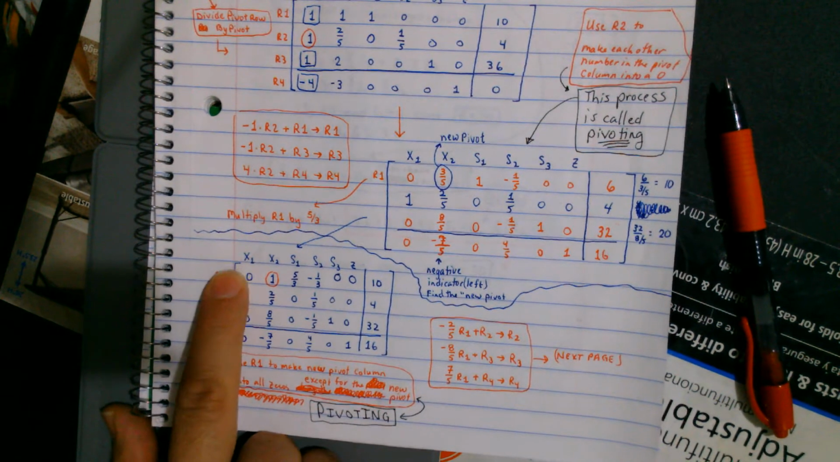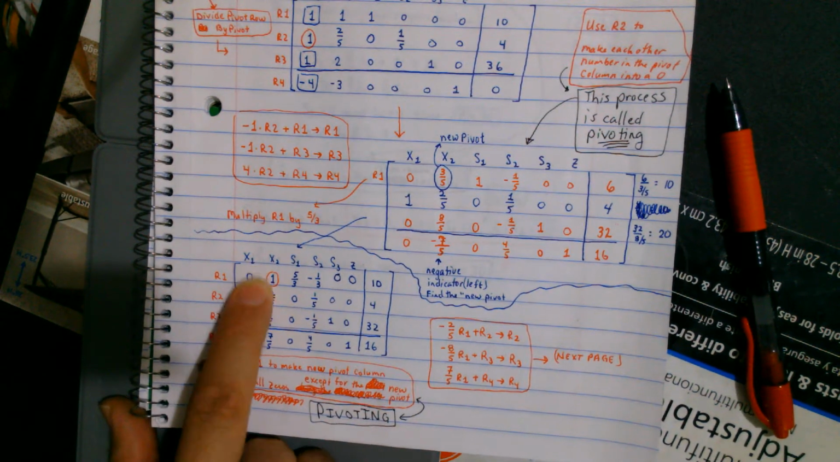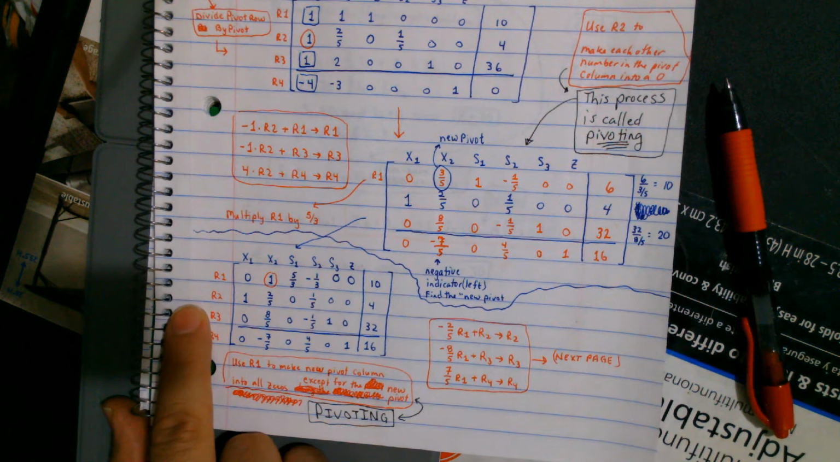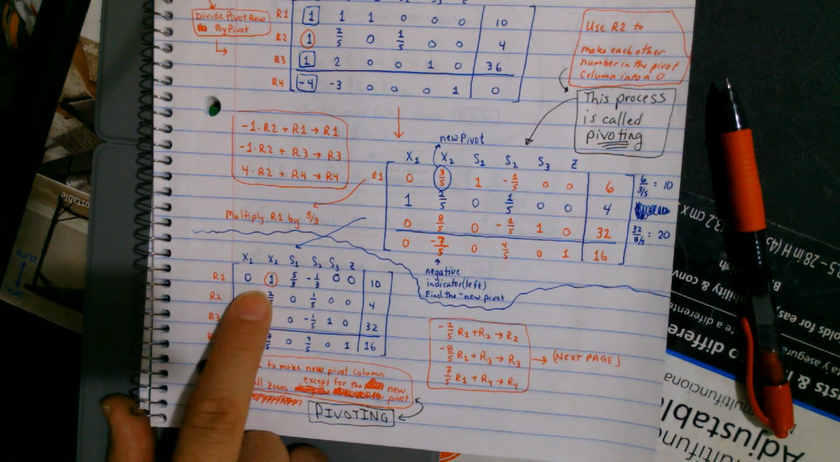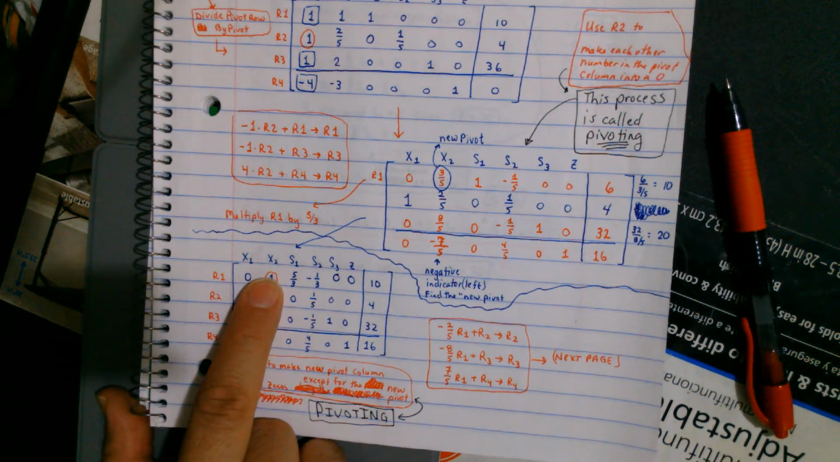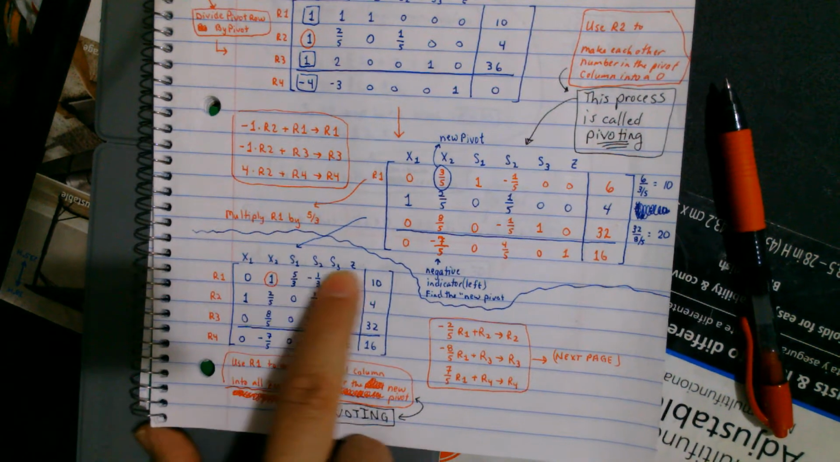So negative 2/5 times 0 is 0 plus 1 is 1. Negative 2/5 times 1 is negative 2/5 plus, let's see here, negative 2/5 times row 1 plus row 2, excuse me. That's where you're going to get your 0. Negative 2/5 times 5/3 is negative 2/3 plus 0 is negative 2/3, and so on.